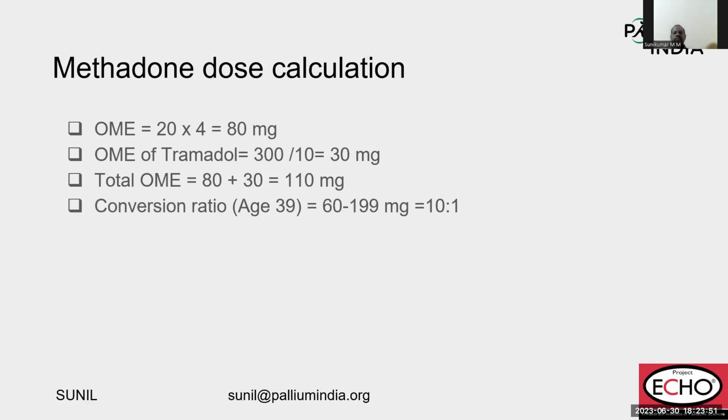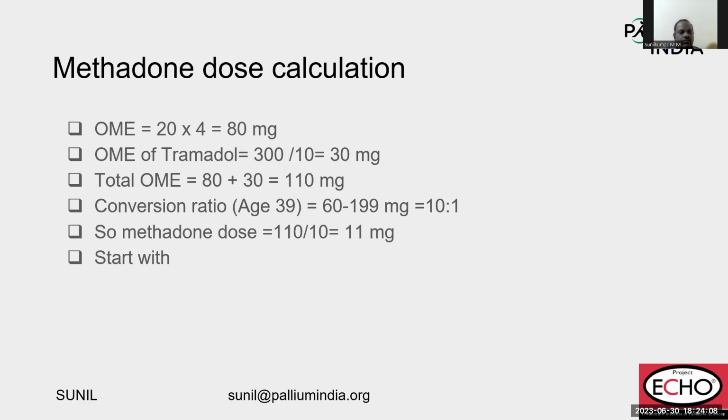And here the age of the patient is 39, and she is taking morphine 110 milligram, which is in between 60 to 199. So the conversion ratio is 10:1. So it is 11 milligram of methadone. So you can start with methadone 5 milligram BD.